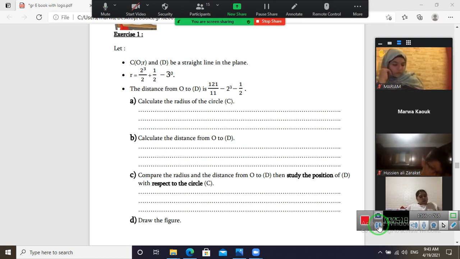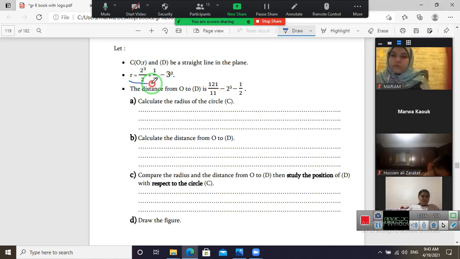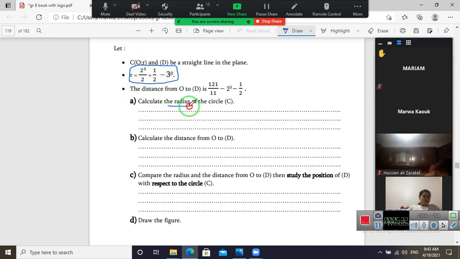Now, in page 119, you should study the position of D to the circle C. But now the position is given as a fraction and a number. Look at what the teacher said. She said that the radius is like that. I don't know the value of the radius. First of all, I should calculate the radius of the circle.